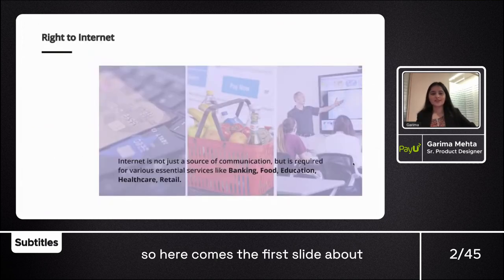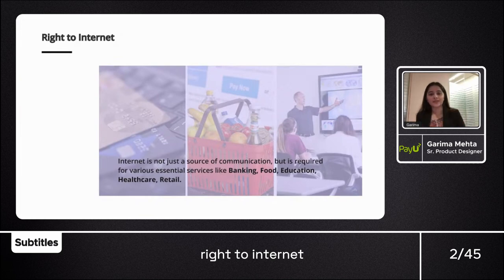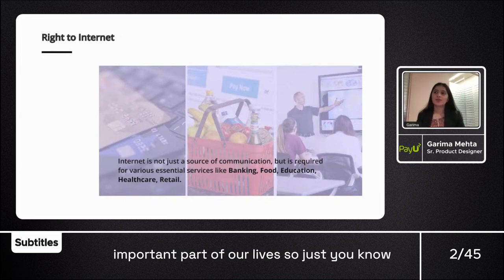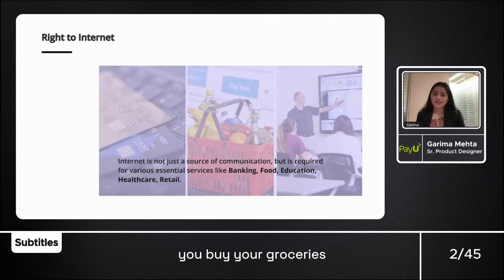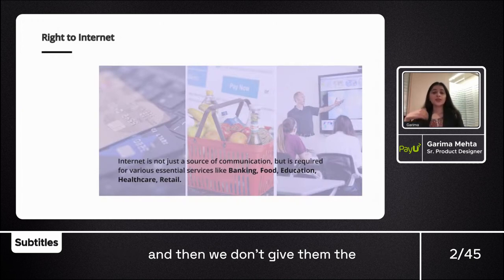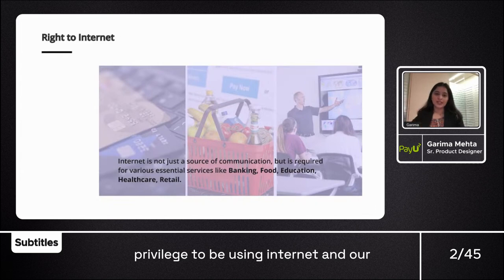So here comes the first slide about right to internet. When we talk about web accessibility, one very important thing we need to understand is that apart from education, apart from general necessities, internet has become a very important part of our lives. You buy your groceries online, you do all the finances online, for education, for entertainment, you're dependent on internet so much. Then why do we call some people the weaker section of society, and then we don't give them the privilege to be using internet and our digital products? So is that fair for us?